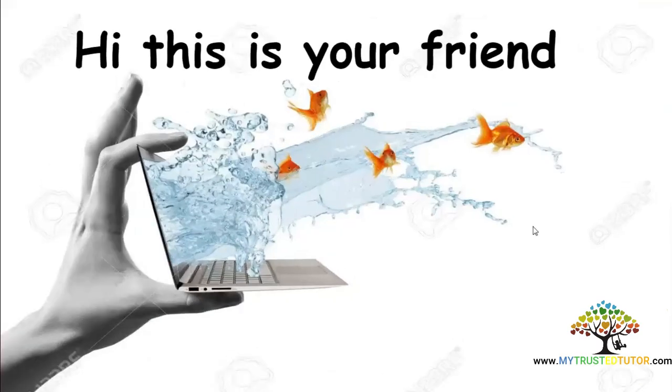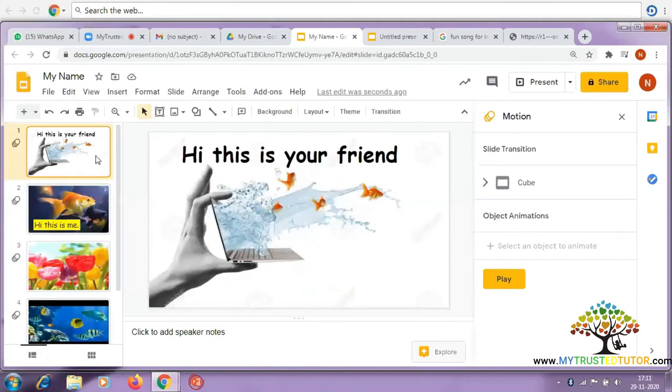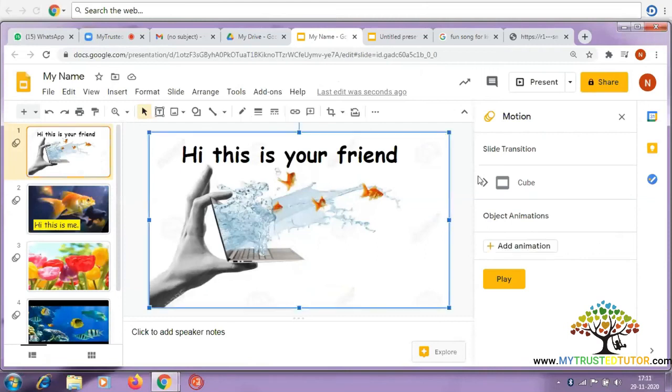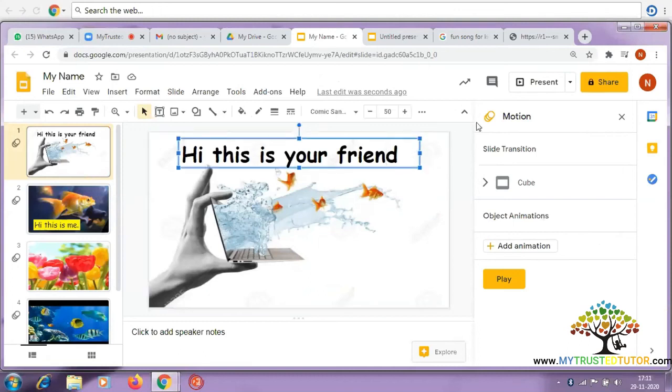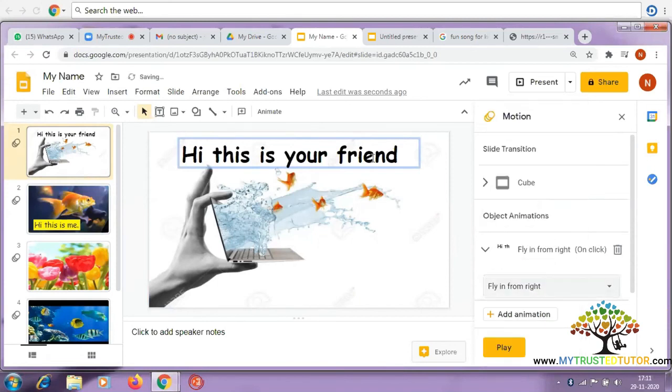As you can see, this was your first picture. Hi, this is your friend. Even if you want to put animation only for the picture first, it's in cube. Okay, so this can be animated. I'll put in add animation. Since it's fading, I'll put a fly in from right. Okay.